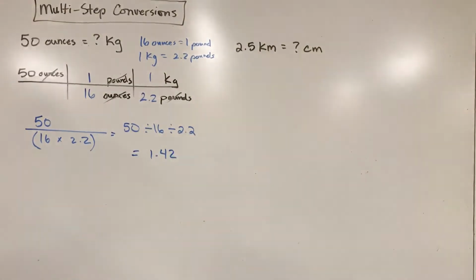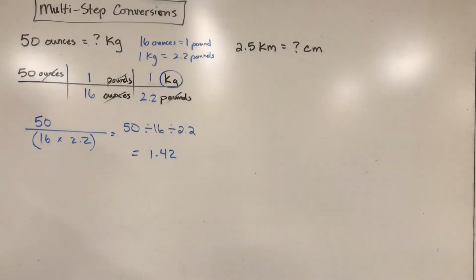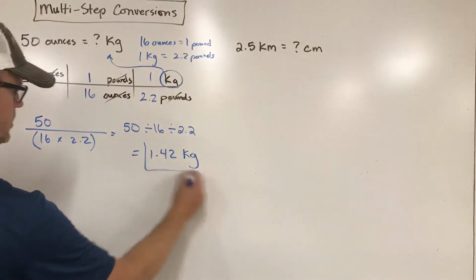Now remember, there has to be a meaning there. 1.42 what? Ounces is gone, pounds is gone. It's got to be kilograms. This represents what I was asked for in my original problem, 1.42 kilograms.